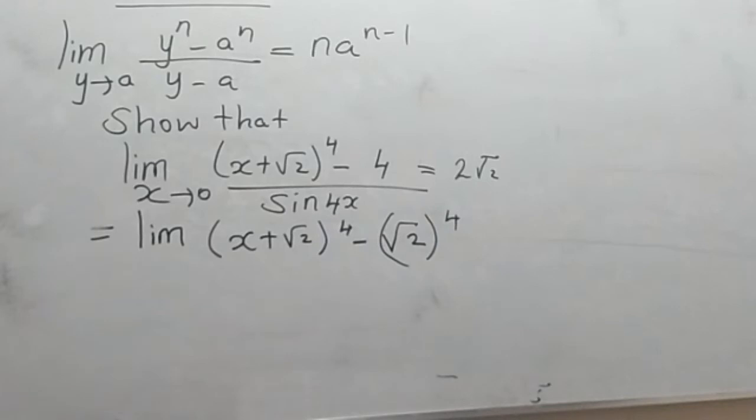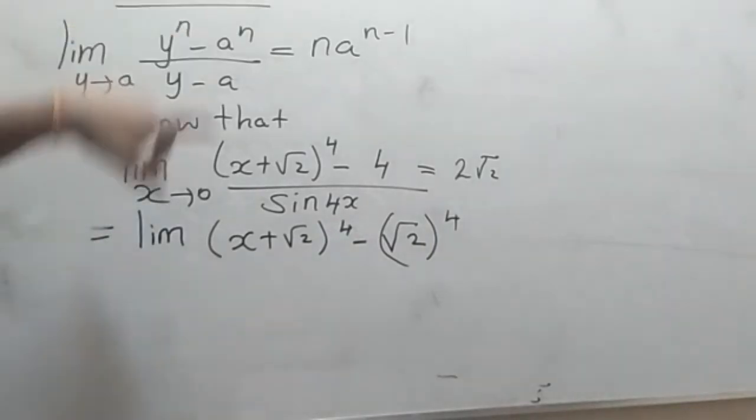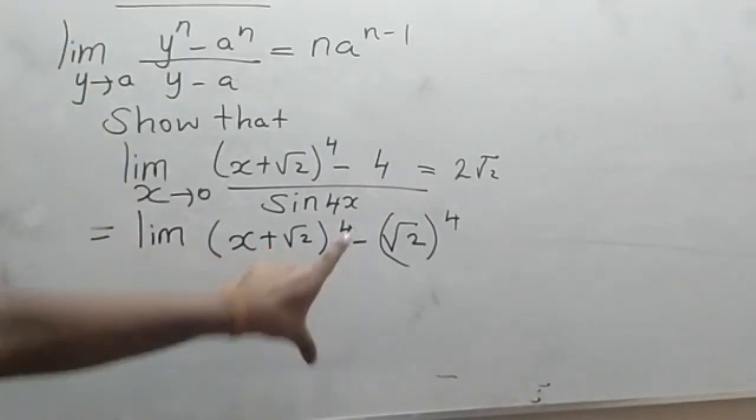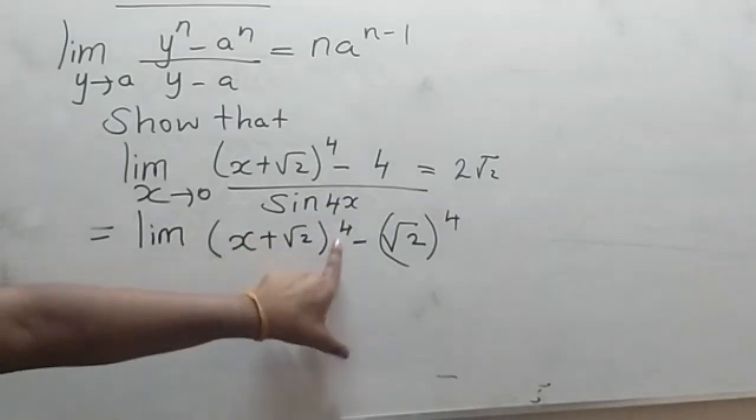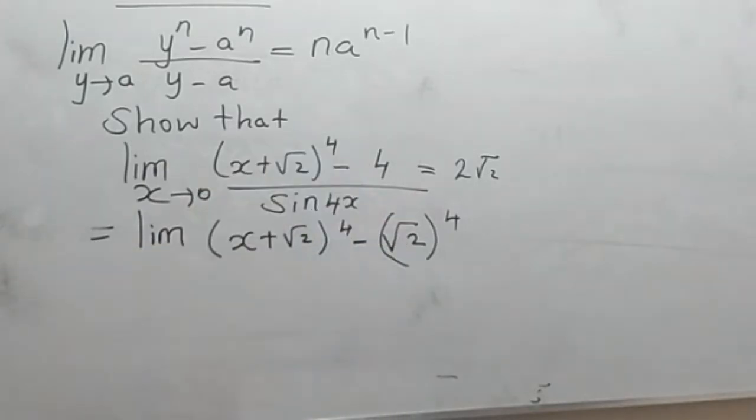Why? Root 2 into root 2 is 2. 2 into 2 is 4. Why? Because of y to the power n minus a to the power n. This is power 4, so first you have to think like this: this one also should be some power 4. Then 4, how to write in terms of power 4? Root 2 to the power 4, we can write.